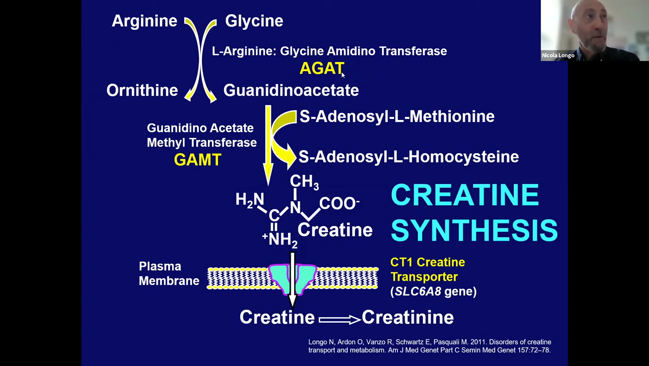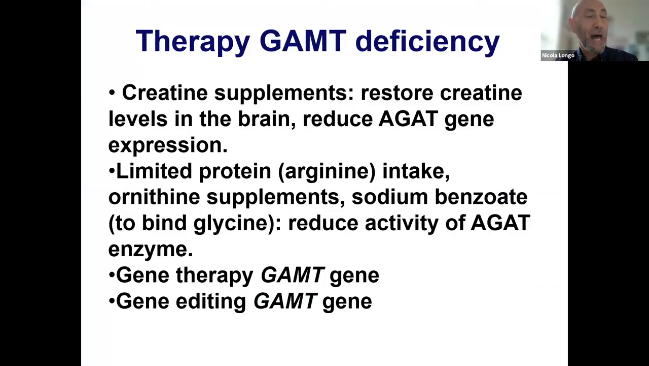I have to say that even with the best therapy, guanidinoacetate is reduced in patients with GAMT deficiency, but not normalized. It still remains sometimes 3, 4, 5 times above normal. So how do we reduce the guanidinoacetate that is toxic for the brain?